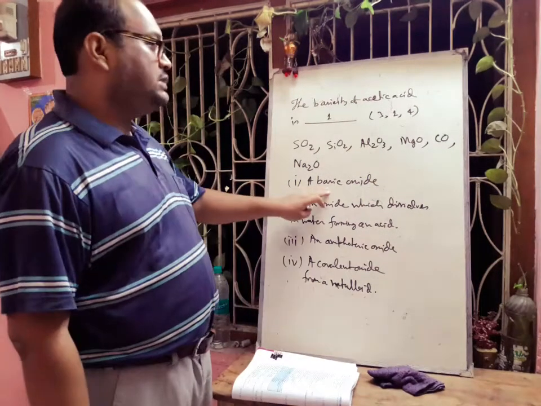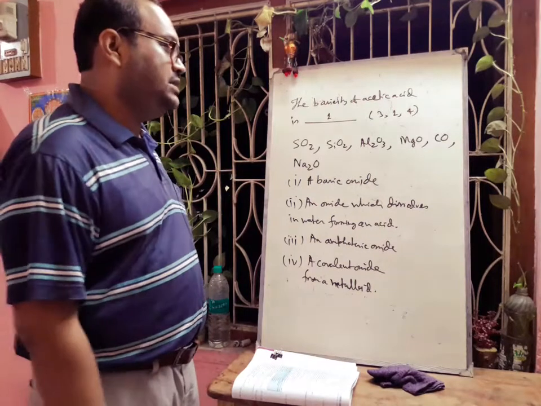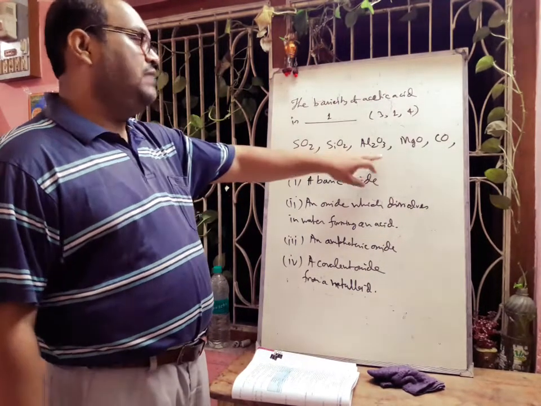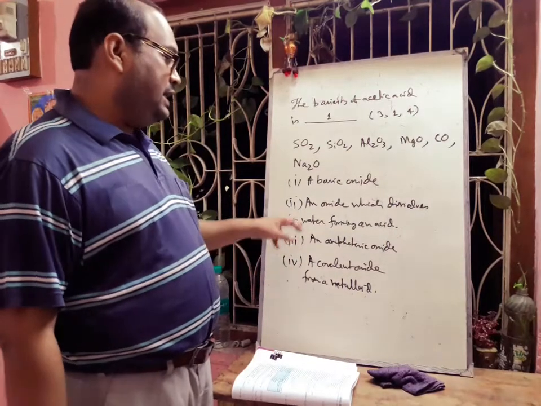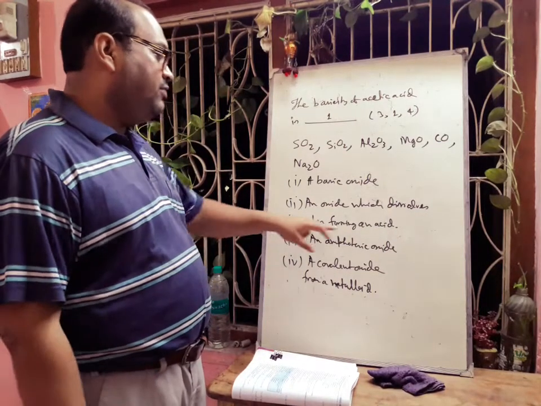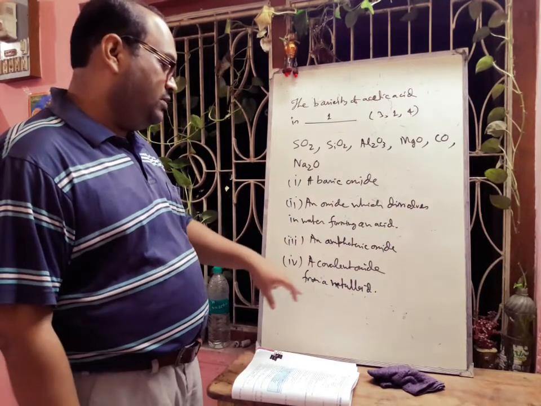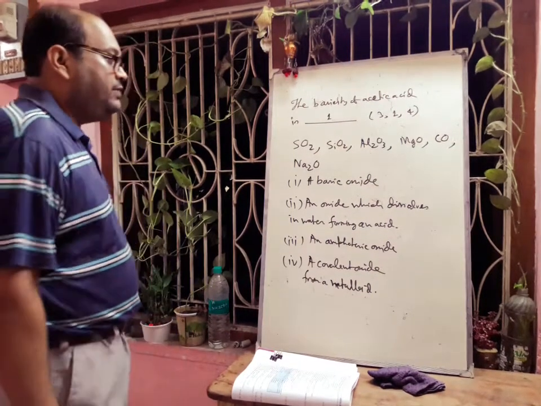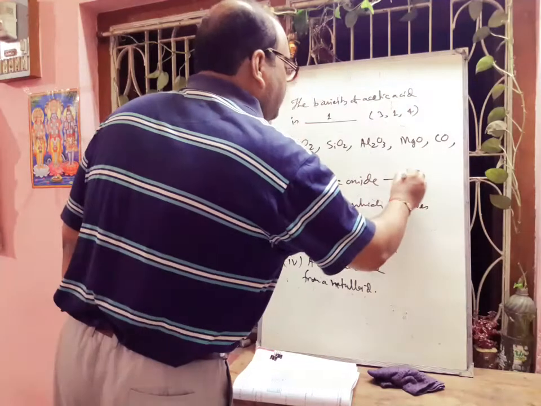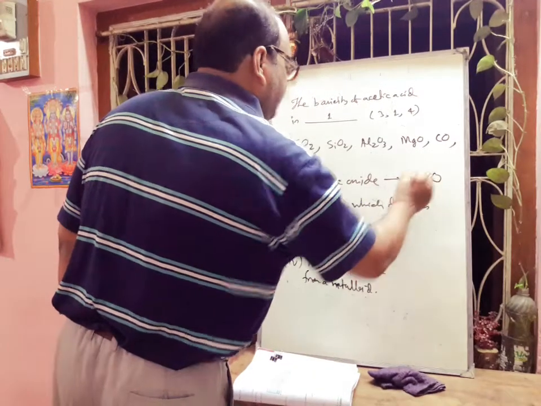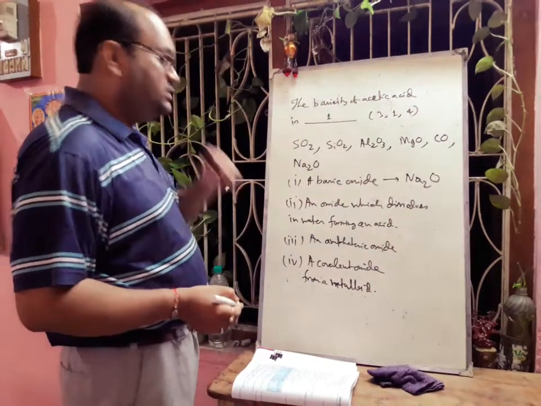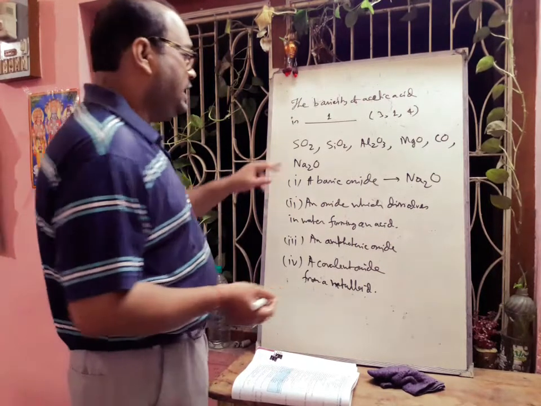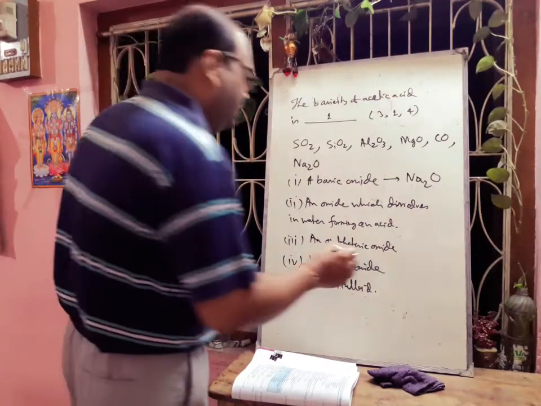First one is basic oxide. Here all metal oxides are basic, you know. There is sodium, magnesium, and aluminium is amphoteric. So for basic oxide, if we write Na2O, there will be no problem. We are using it one time. Next is an oxide which dissolves in water forming an acid. Definitely it will be a non-metal oxide like sulfur dioxide.